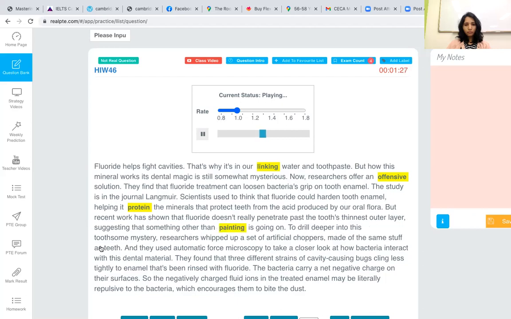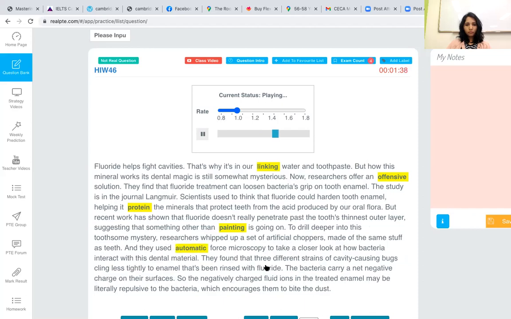To drill deeper into this toothsome mystery, researchers whipped up a set of artificial choppers, made of the same stuff as teeth, and they used atomic force microscopy to take a closer look at how bacteria interact with this dental material. They found that 3 different strains of cavity-causing bugs cling less tightly to enamel that's been rinsed with fluoride. The bacteria carry a net negative charge on their surfaces, so the negatively charged fluoride ions in the treated enamel may be literally repulsive to the bacteria, which encourages them to bite the dust.